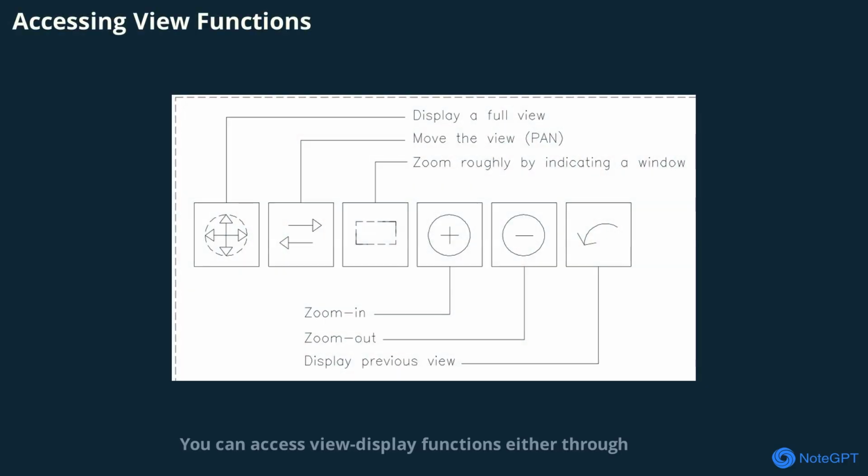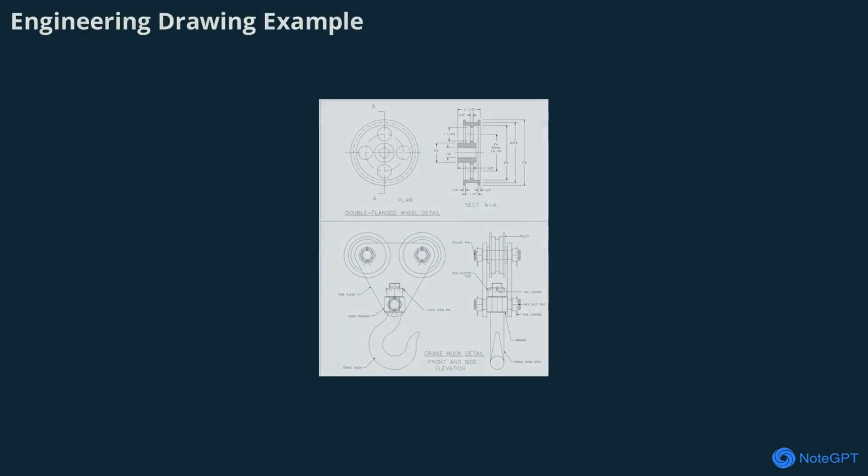You can access view display functions either through the command window or by using tool buttons. Each CADD program may have slightly different icons and methods, but the core functionality remains consistent. Tool buttons provide quick access to common actions like zooming and panning, streamlining your workflow. Fig. 4.1 illustrates some typical tool buttons used for these functions, making it easy to recognize and utilize them in your software.